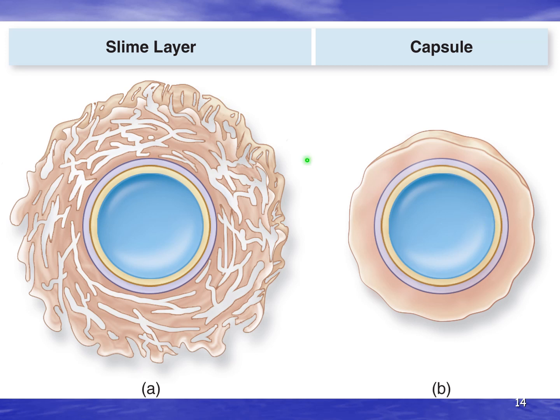So here's what we see with the slime layer, and again, it's kind of just loosely arranged. Typically under the light microscope, you'll not be able to even see this slime layer because it's fairly thin versus the capsule, which is very thick and compact and will actually usually be seen in a capsular stain.